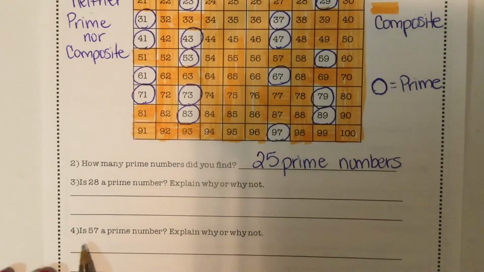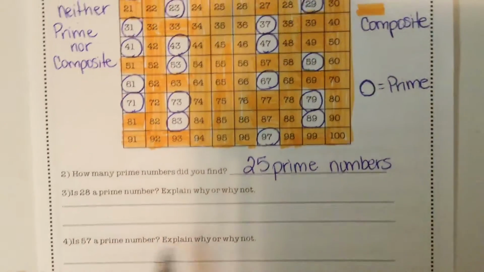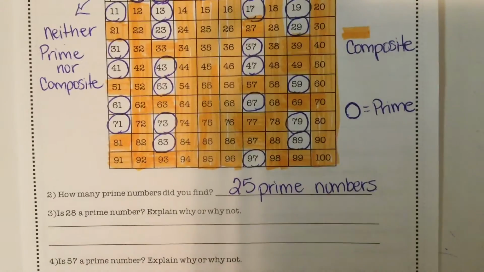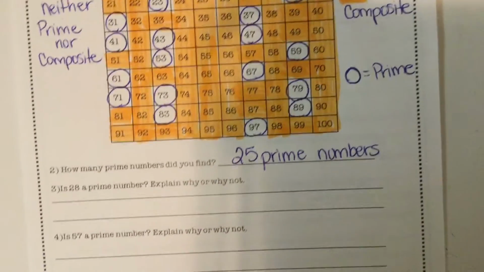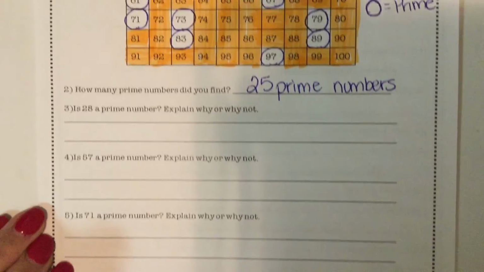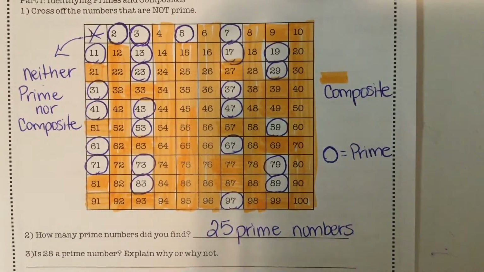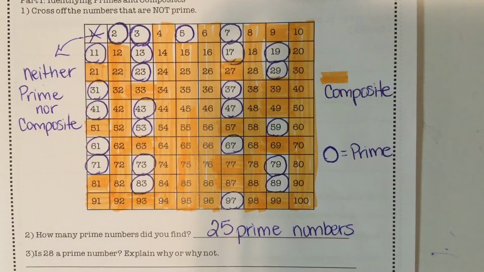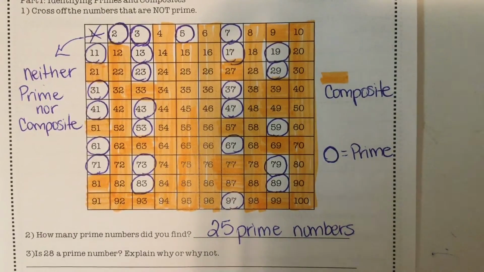Okay, then it says, is 57 a prime number? So, find 57 on your chart and tell me if 57 is prime or composite. And then tell me why or why not. And then the last one says, is 71 a prime number? Explain why or why not. Oops. So find 71 on your chart and explain, is it a prime number? Tell me why or why not.